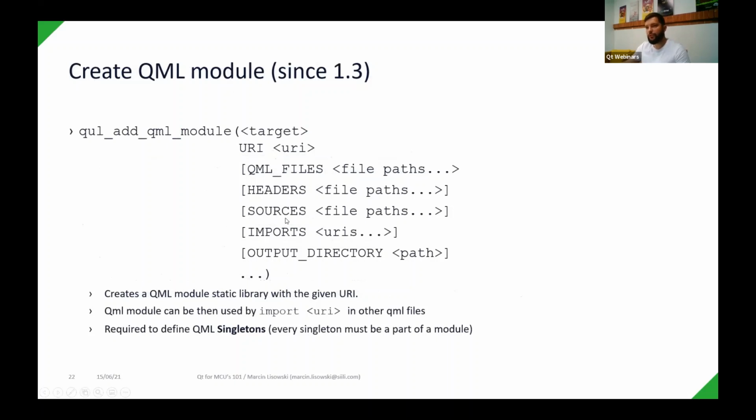And the new way of doing the QML modules is to use add QML module, which will compile your QML files to a separate static library. And well, let's go through the arguments. So of course, target URI to define the URI then used to import your module in other QML files. Of course, a list of QML files, some headers for example, interfaces if there are any, some sources like C++ files, the imports that are used by your module, and of course, output directory for redirecting the artifacts from compilation.